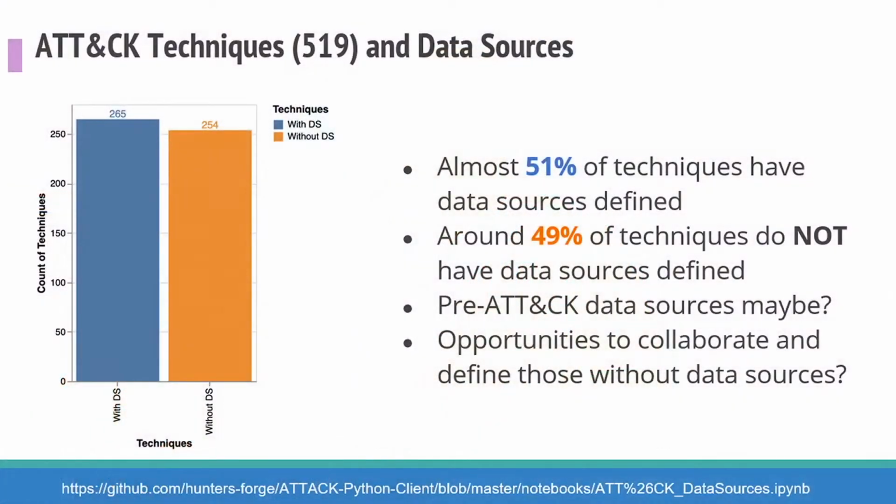Yep. So now, using this library, what we can do is start exploring the new or the last updates, right, that the ATT&CK team released a couple of weeks ago. A couple of days ago. So of course we know that we have 519 techniques. Some of them have data sources, others not. Actually, 49% of the techniques do not have data sources.